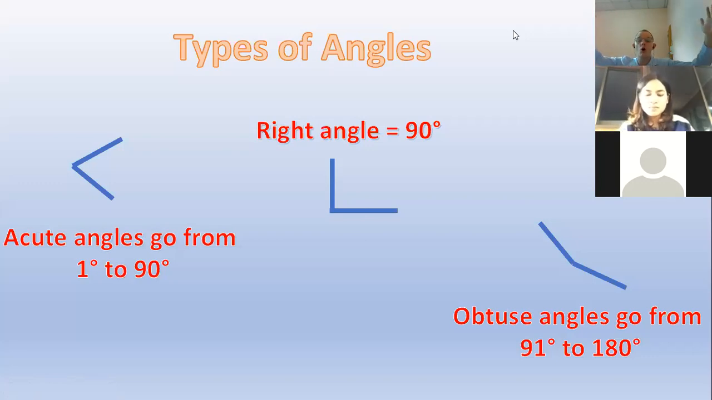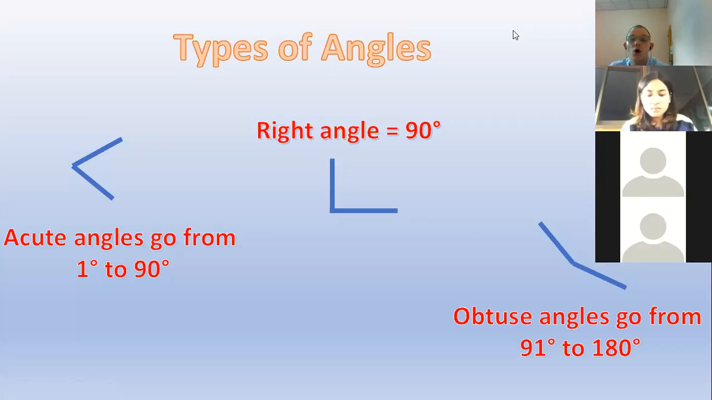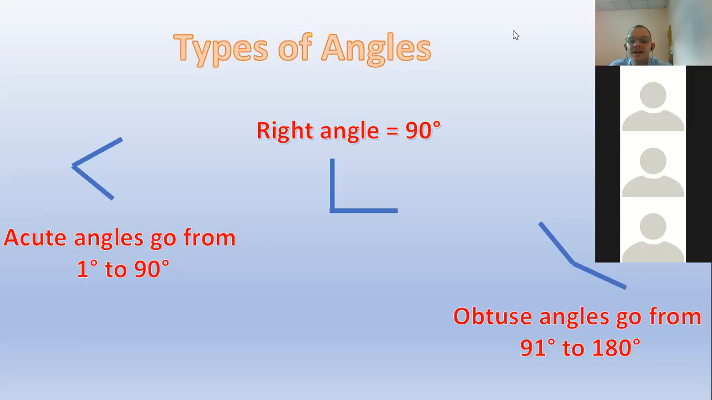Then we have the big obtuse. The obtuse angle is a big angle, and it runs between 91 and 180 degrees. Then we also have a right angle. Now the right angle will always be 90 degrees. Remember that. You will get it in a test. The right angle is always 90 degrees. So there are our 3 types of angles that we looked at so far.